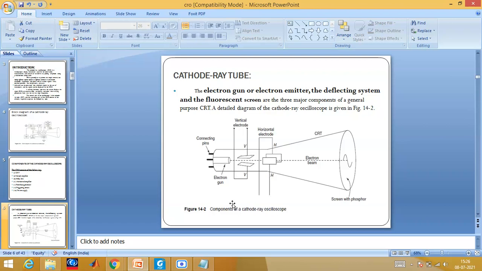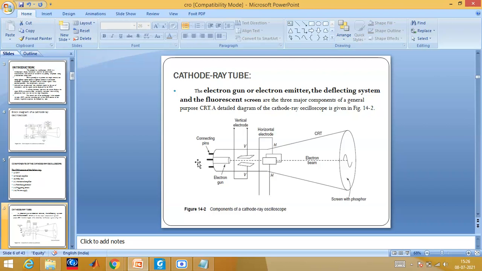Now, in detail, if you want to analyze how your CRT will look, then you have to see this block diagram, where you will have your horizontal plates and vertical plates. The horizontal plate is placed in a horizontal direction, and these plates are actually made up of electrodes. The vertical electrode is placed in the vertical direction, which you see here. This is nothing but an electron gun, and here you will have these connecting pins, which you will connect to your signals.